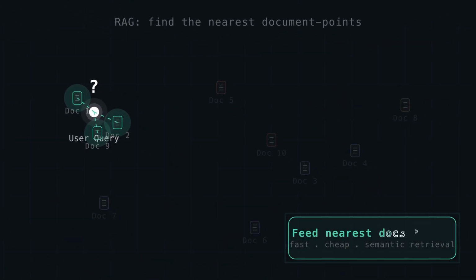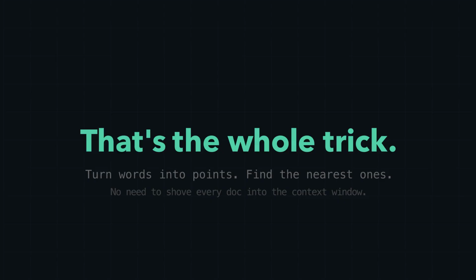That's it. Fast, cheap, semantic retrieval, without shoving every document into the context window. That's the whole trick. Turn words into points. Find the nearest ones. No need to shove every doc into the context window.